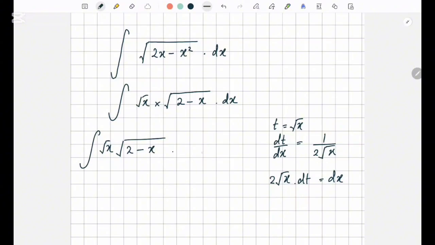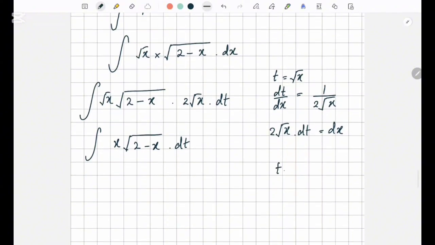Now it's going to be root x into root 2 minus x. Instead of dx, I'm going to write 2 root x dt. Now it's x root 2 minus x dt. Now if t equals root x, x equals t squared. So it's t squared into root 2 minus t squared.